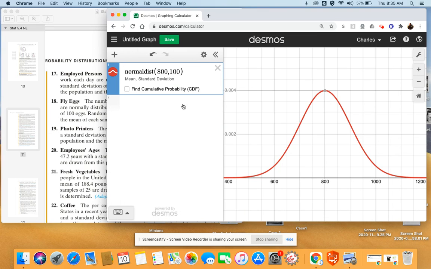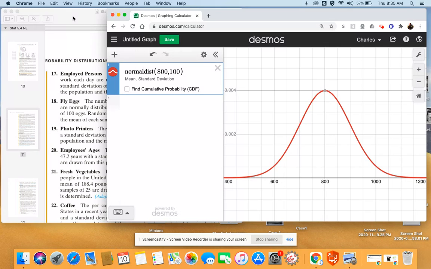So here's our normal distribution. Keep in mind things you should know about it. The mean is always in the middle of a normal distribution. Standard deviation 100 gives us our inflection points. So we see this is 600, 800, and our inflection point here is at 700 because it's one standard deviation below and one standard deviation above. That's where the curvature of our graph changes, okay?